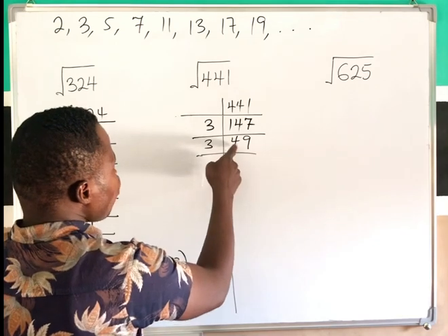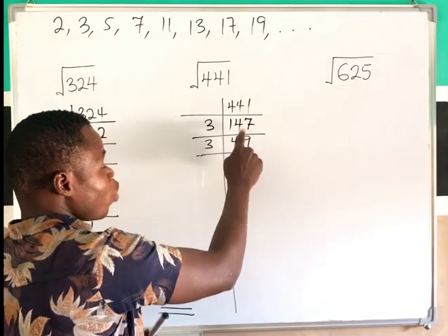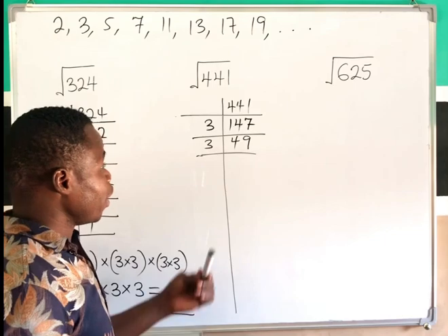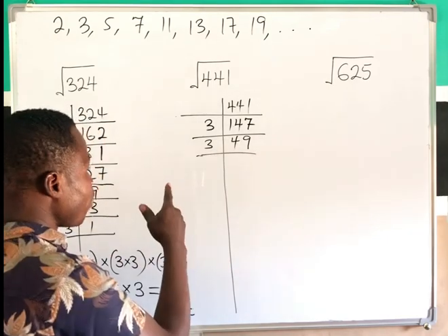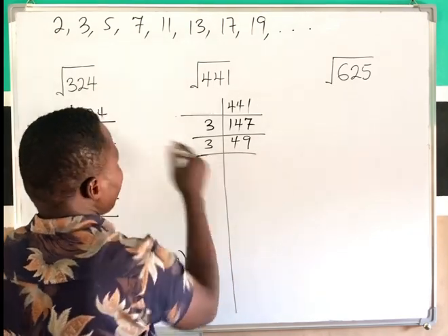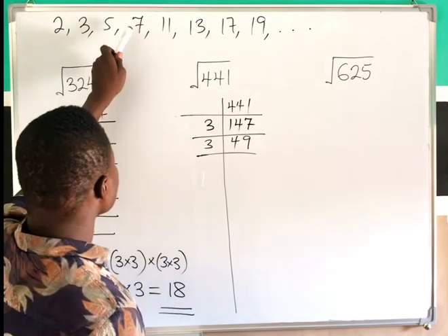Now you see that 3 cannot go again because 3 into 4 is 1, remainder 1. And when you bring 1 in front of 9, it becomes 19. And 19 cannot divide by 3. So what we'll do is that we'll use 5. And you can see that 5 cannot go into 2. Then what we'll do is that we'll use 7.